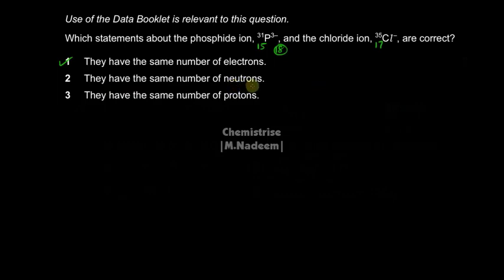They have the same number of neutrons? We can find their neutrons. It would be 31 minus 15, which gives 16 neutrons, while over here we have 35 minus 17, which gives 18 neutrons. So neutrons are not equal. And do they have the same number of protons? Definitely not, because 15 and 17 are different. So answer is 1 only.